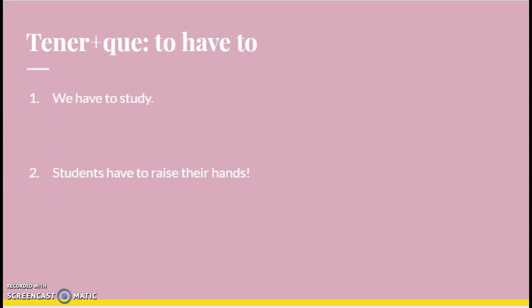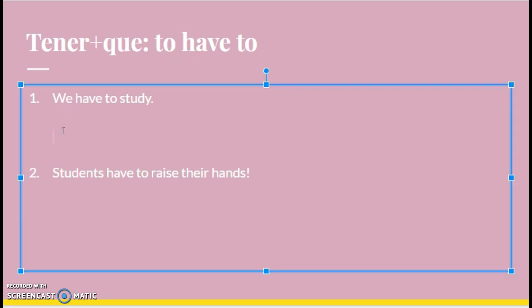So then the last thing I want to discuss is the phrase tener plus que. So I'm going to conjugate the verb tener here, and then when I put the word que after it, it's going to mean to have to now. So this goes along with talking about classes because you have to do certain things in each class. So for instance here, we have to study.